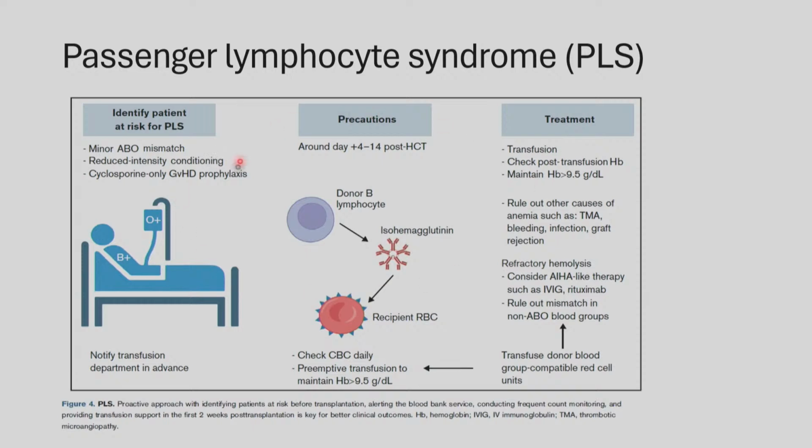So this picture again summarizes everything. Minor ABO mismatch is a risk factor, reduced intensity, and cyclosporine-only GVHD prophylaxis are risk factors for these patients. The donor lymphocytes produce antibodies, which attack the RBC. And these are all the managements. Again, we'll be discussing them in a later slide.